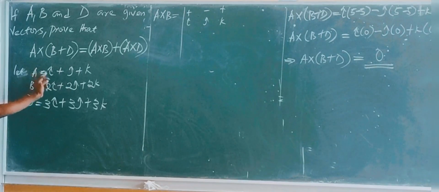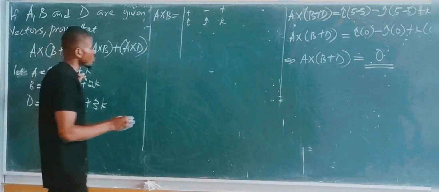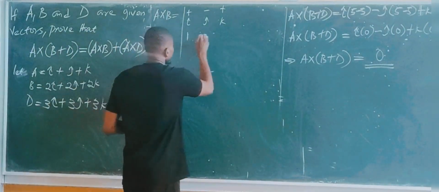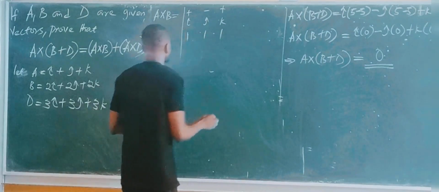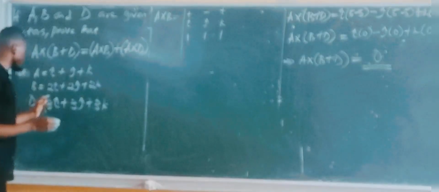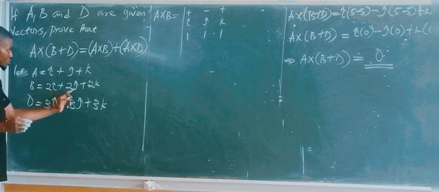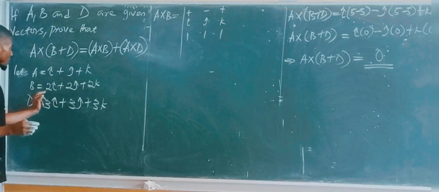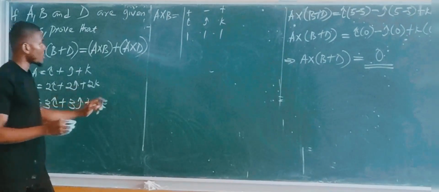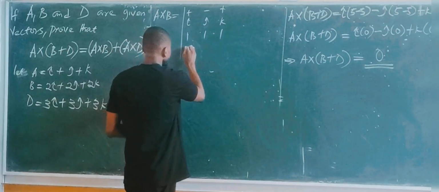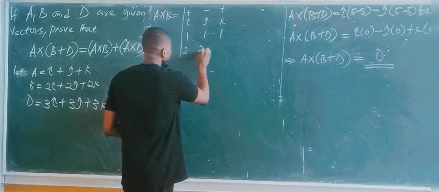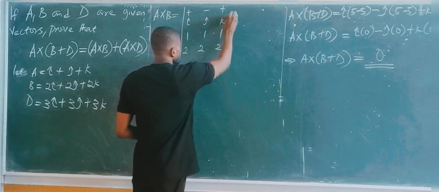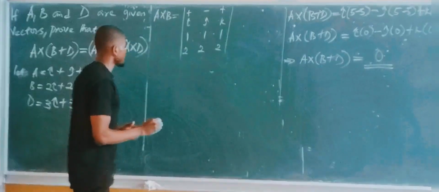Okay, these are bars. Now, vector A is simply i, j, and k. Their coefficients are simply 1, 1, 1. So we have 1, 1, 1. Meanwhile, vector B is simply 2i, 2j, and 2k. So their coefficients are simply 2, 2, 2. Under i, we have 2. Under j, we have 2. Under k, we have 2. Okay, so the same thing applies.